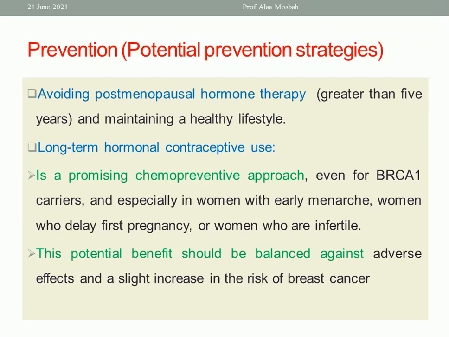Long-term hormonal contraception, COC or Depo-Provera, is a promising comprehensive approach even for BRCA1 carriers, and especially in women with early menarche, women who delay first pregnancy, or women who are infertile.